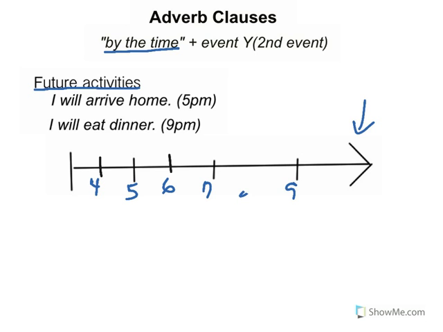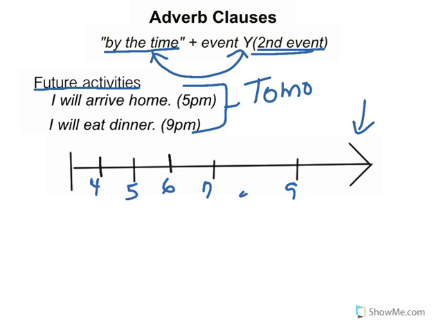As I mentioned in my other tutorials, anytime we use "by the time," it must be followed by the second event, or event Y. The first event is event X, the second event, event Y. So for the sample sentences we have here, we're going to say that we are talking about things that will happen tomorrow, things that will happen in the future.